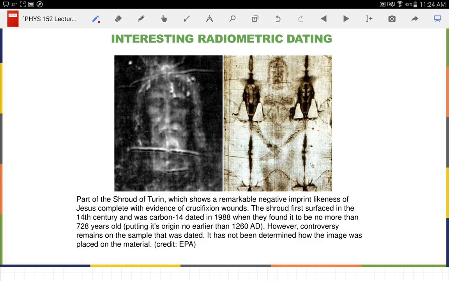But there's still controversy. One of the primary controversies is they cut out a little sample of the shroud, and the fabric of that little sample doesn't match the fabric other places, so they think that the sample that they actually tested was not part of the original shroud, but maybe somebody tried to repair it when it was first discovered, and they did their testing on the repair job. So one would have to say that the actual radiometric dating for the Shroud of Turin is still not well known.